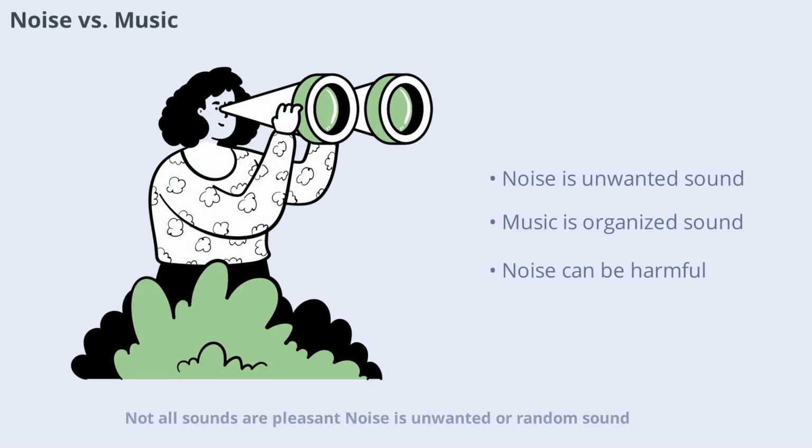Not all sounds are pleasant. Noise is unwanted or random sound, while music is organized and harmonious. Our brains are good at distinguishing between the two. Too much noise can be stressful and even harmful, while music can relax and inspire us. Managing noise is important for health and well-being.